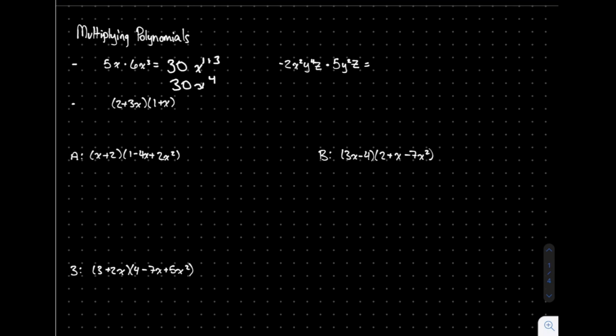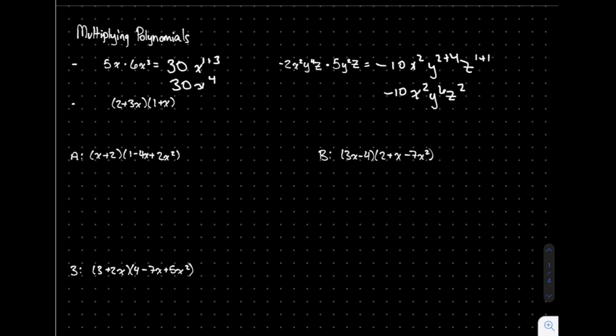So now let's take a look at our next example over to the right. It's got a few more variables, but it's still the same idea. We multiply our coefficients, so negative 2 times 5 is negative 10. And then we add the exponents for any variables they share. So x squared, y to the 2 plus 4, and z to the 1 plus 1, which we can simplify down to negative 10 times x squared times y to the 6th times z squared.